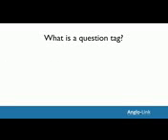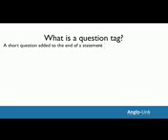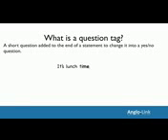Question tags. Let's see what a question tag is. A question tag is a short question added to the end of a statement, and it changes it into a yes/no question. For example, it's lunchtime, isn't it? It isn't raining, is it?